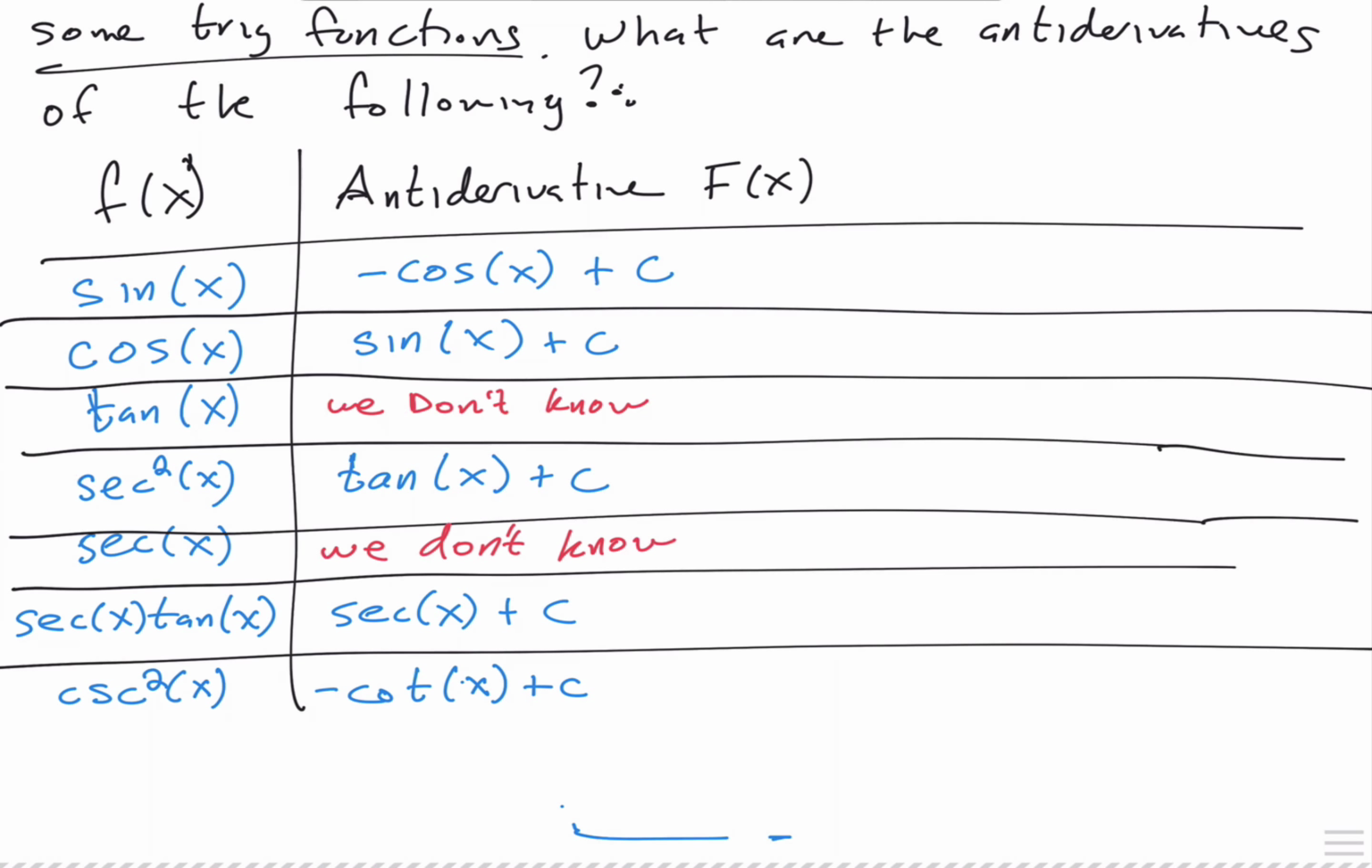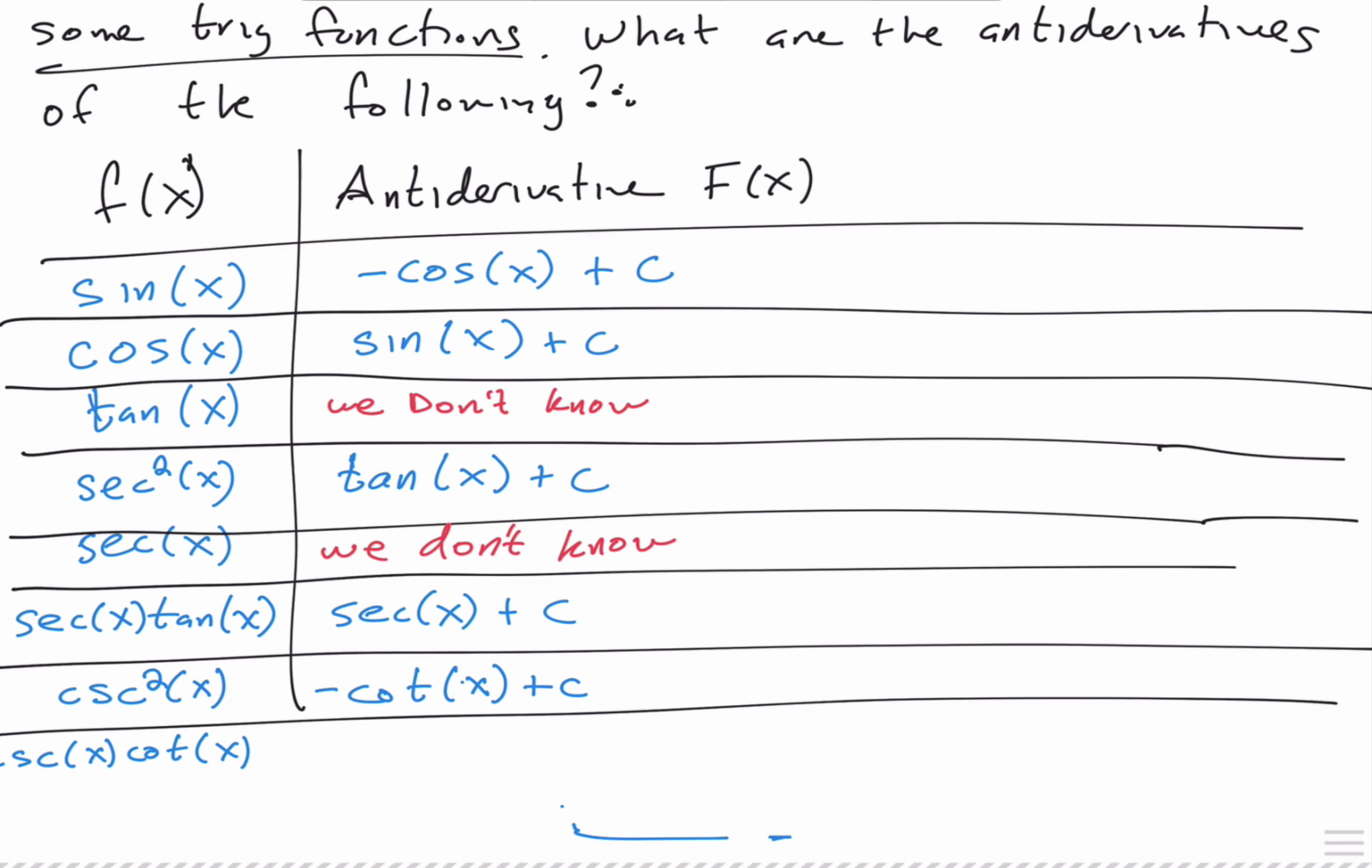What's the antiderivative of cosecant x cotangent of x? Close. Almost. What's missing? Negative cosecant x, right? Notice it's very similar to secant x. Cosecant x is similar, just the signs are opposite.